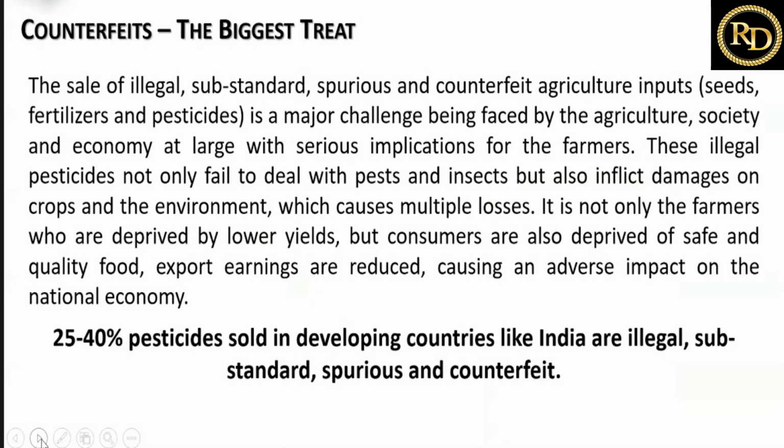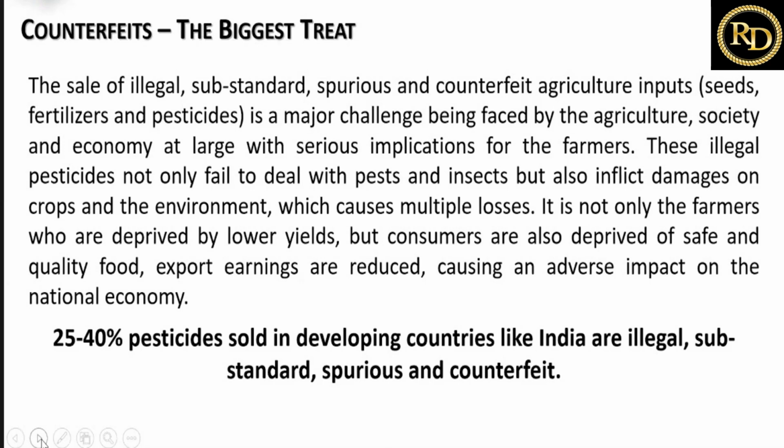Now, this is where you find that counterfeits are the biggest threat, because 25 to 40% of the pesticides sold in a developing country like India are illegal, substandard, spurious, and counterfeit. This leads to the farmers suffering heavily, because they might believe they have applied the right inputs, but they don't get the result, leading to lower yield or crop failures. Sometimes it even leads to total devastation of their farmland.